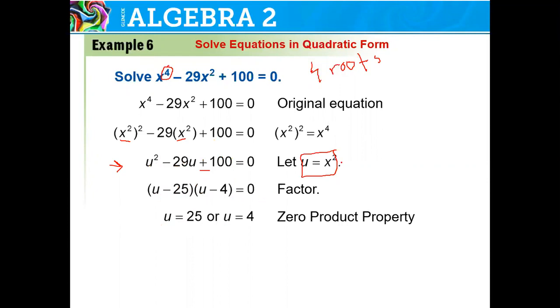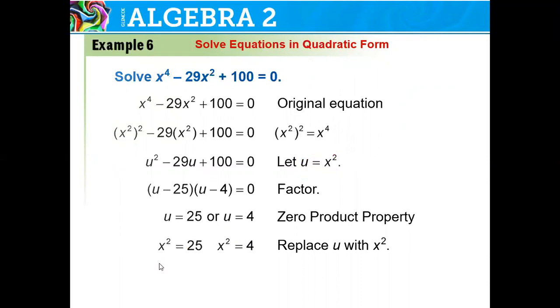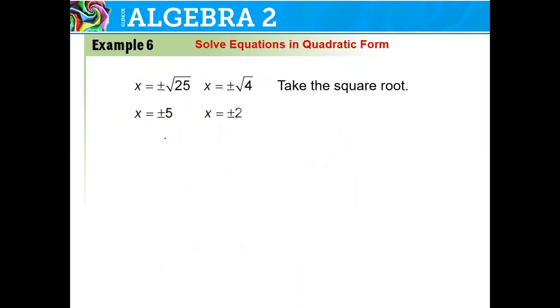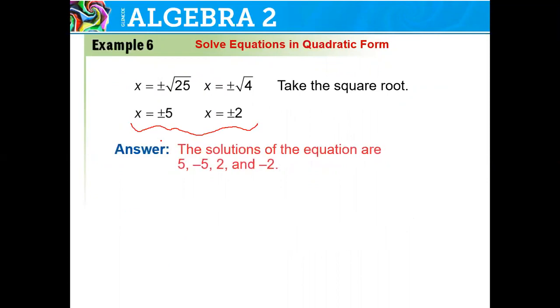But I'm not done yet. Remember, u is x squared, and I've got only 2 answers here. I have to change each u into x squared. So I'll get x squared equals 25 and x squared equals 4. Now, x squared equals 25. If you take the square root of both sides, you'll get plus minus 5, and the square root of 4 will be plus minus 2. So here are the 4 terms. Because it's power 4, it should have 4 roots. So the solutions of the equation are negative 5, positive 5, 2, and negative 2, and they are all real solutions, no imaginary, no complex solutions.